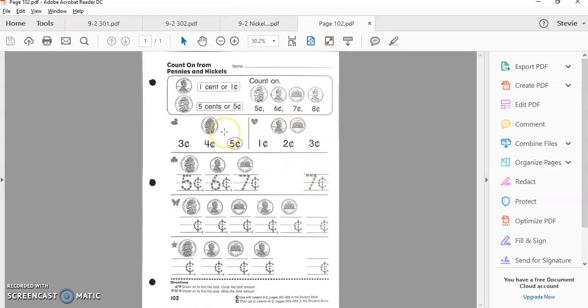The last thing you need to do, same thing you were doing today. So you're going to say how much money in all. Count on to find how much money in all, okay? So you're going to count on. So here if it's 5 cents, add a penny, 6 cents. Add a penny, 7 cents. How much money in all? 7 cents. So you need to do all of that.